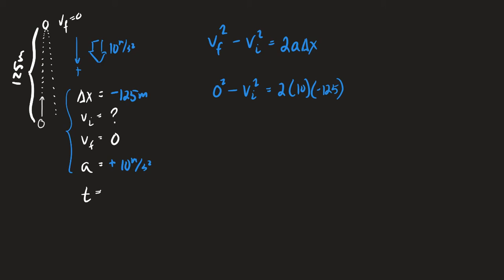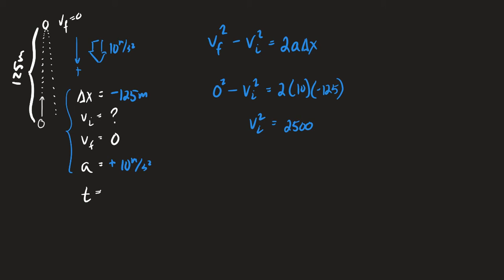I know you guys love to jump to your calculator, but this part, the arithmetic, is worth a point. That's it. It's the least interesting thing. And I'd encourage you to use your calculator the least amount possible. It tends to get in the way more often than it's helpful. 2 times 125 is 250. 10 times 250 is 2,500. And I can cancel out the negative signs. So 2,500 equals v initial squared.